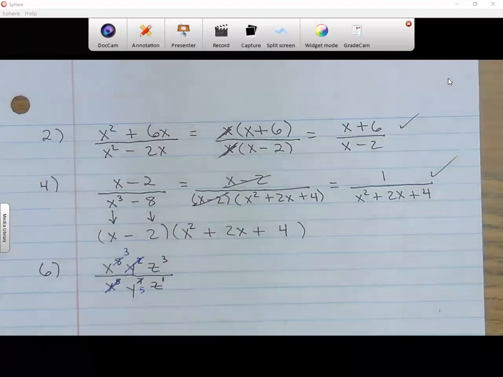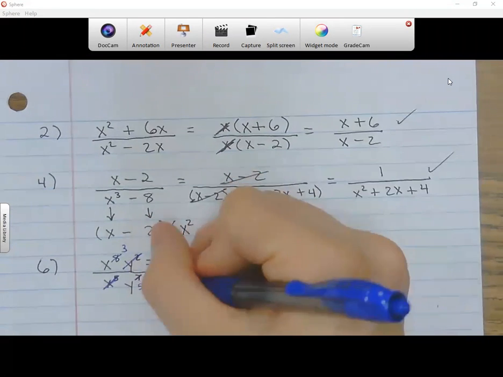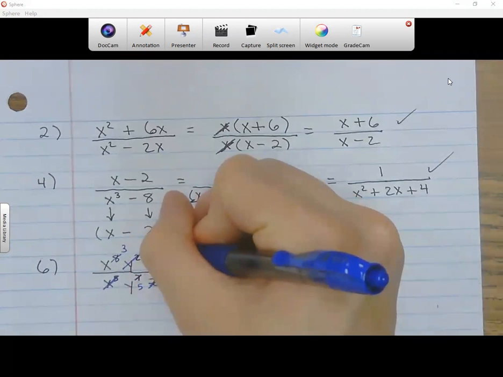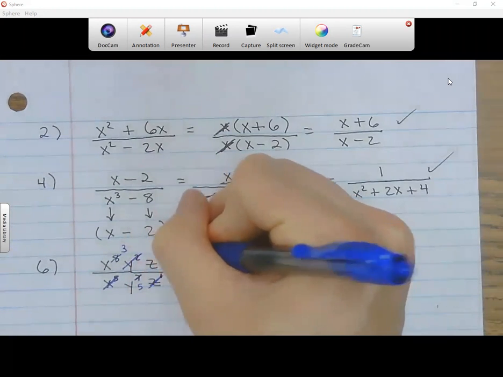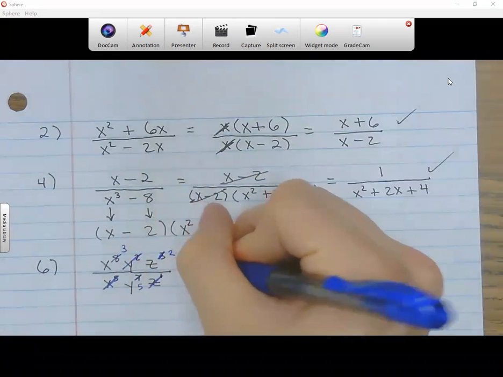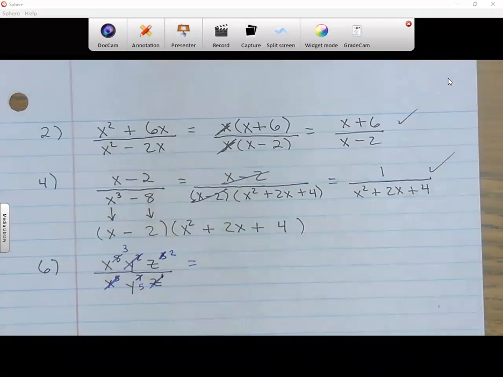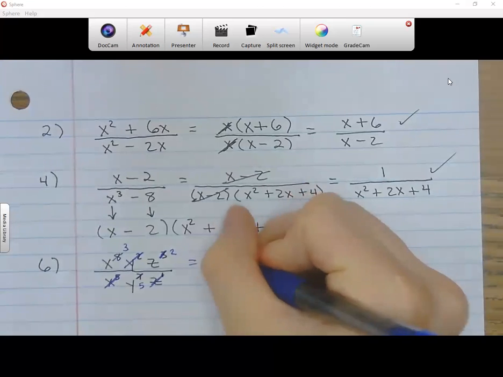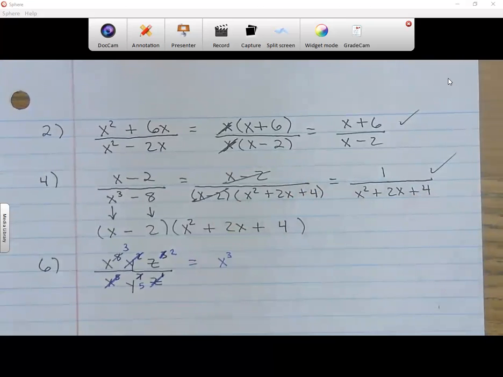Okay, now the z's. If I get rid of 1 z at the bottom, I've got to get rid of 1 z at the top. So the 3 is going to change into a 2, just like you thought it would. Okay, let's see what we have left on the top. The only thing I have left on the top is 3 x's. So 3 x's and 2 z's.